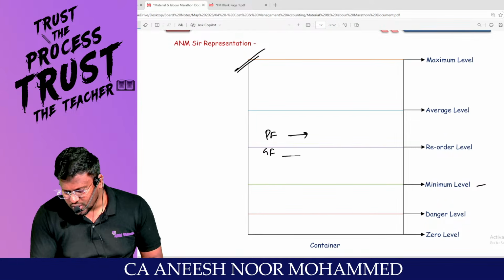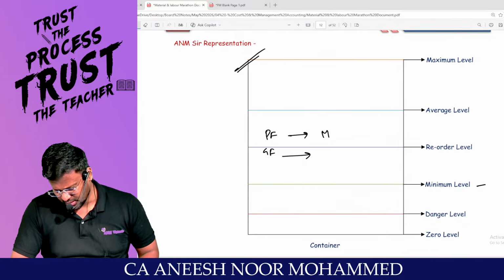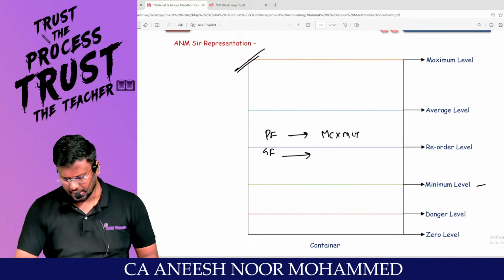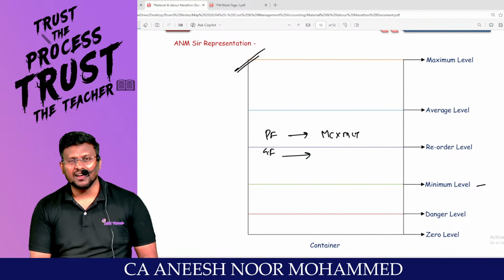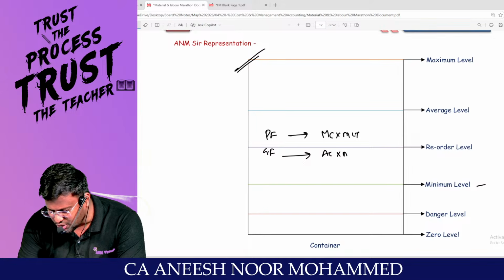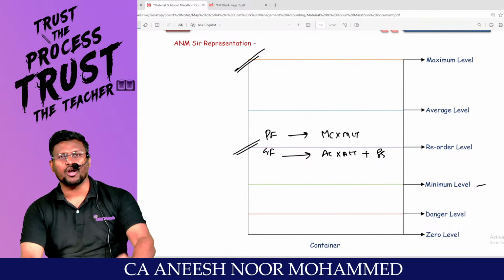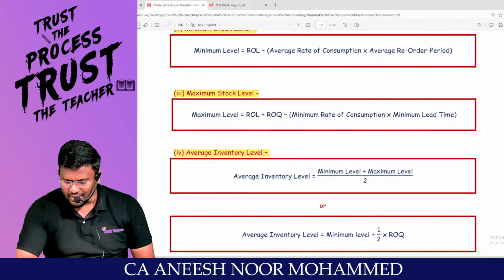If no safety stock information has been given in the question, please use the parents' formula, which is maximum consumption into maximum lead time. If safety stock information has been given, use the Gen Z formula: average consumption into average lead time plus safety stock. At this point, I will place the order. That is called the reorder level. That is the level at which I will be placing the order.